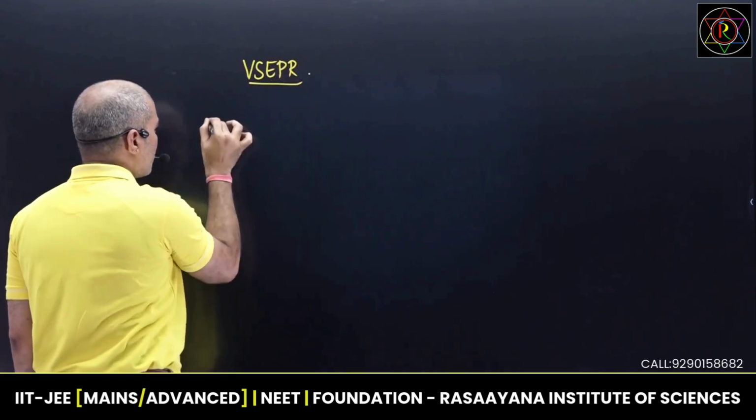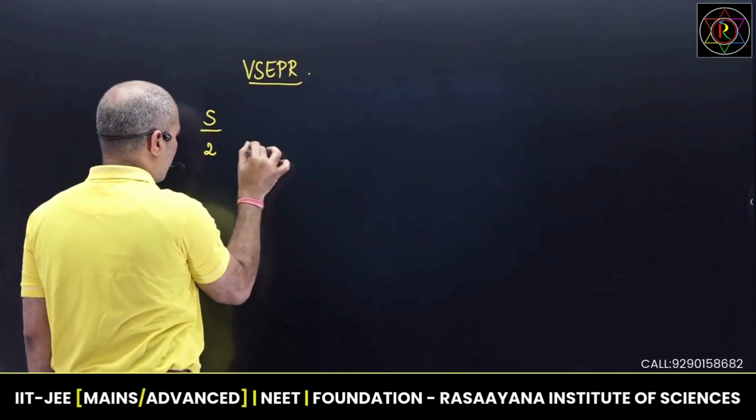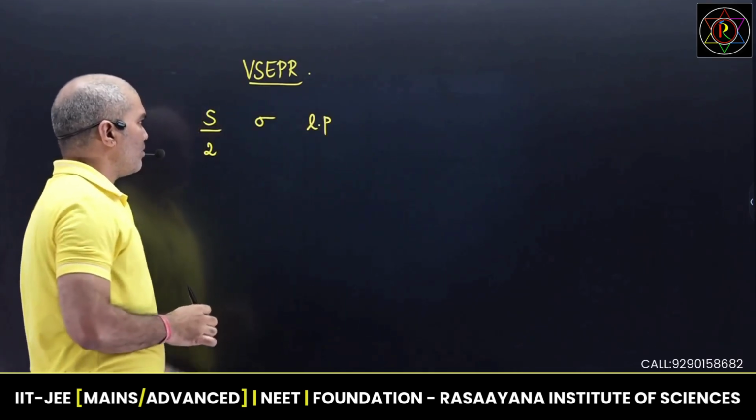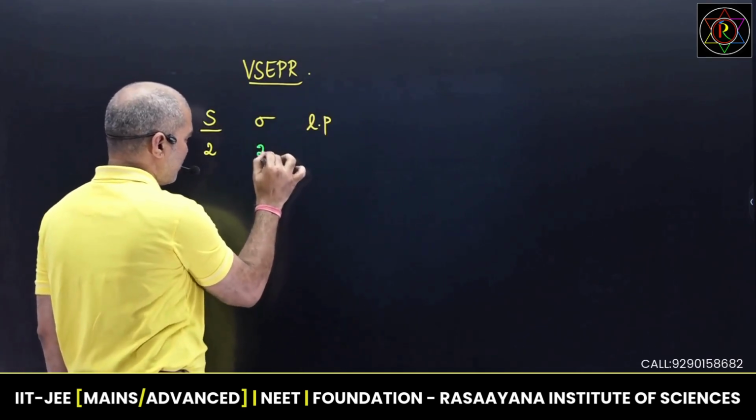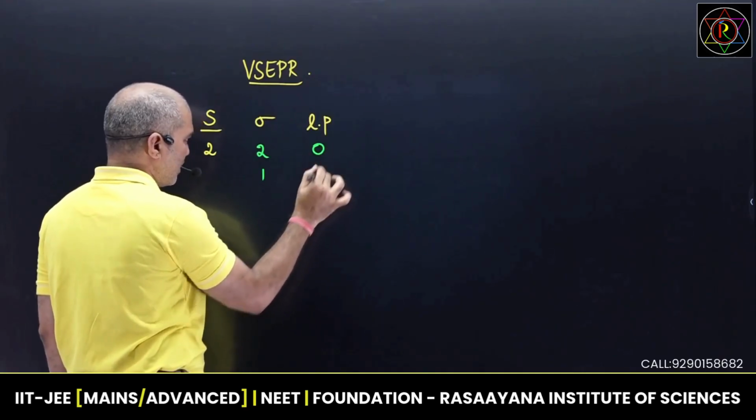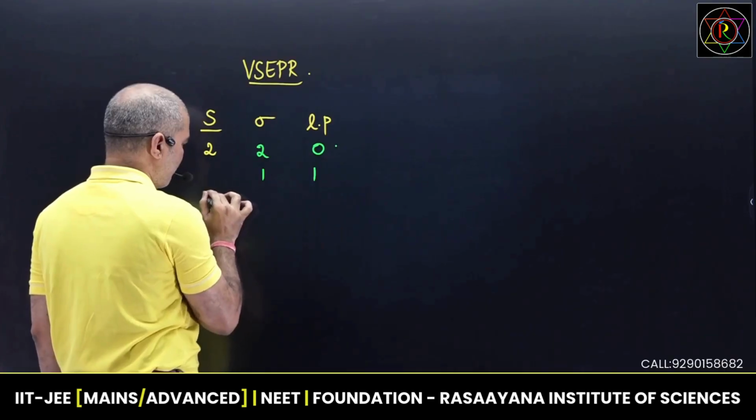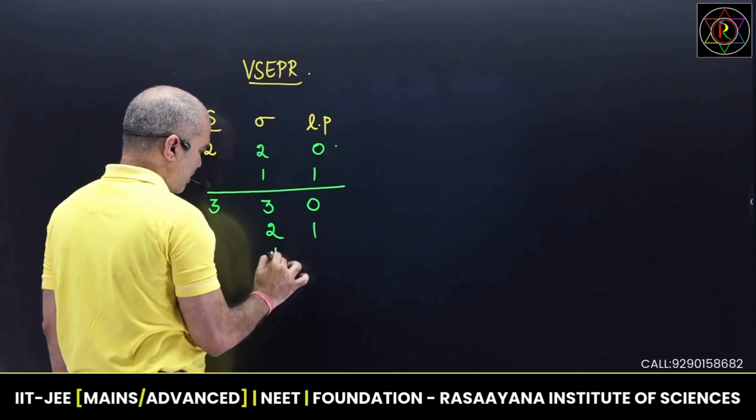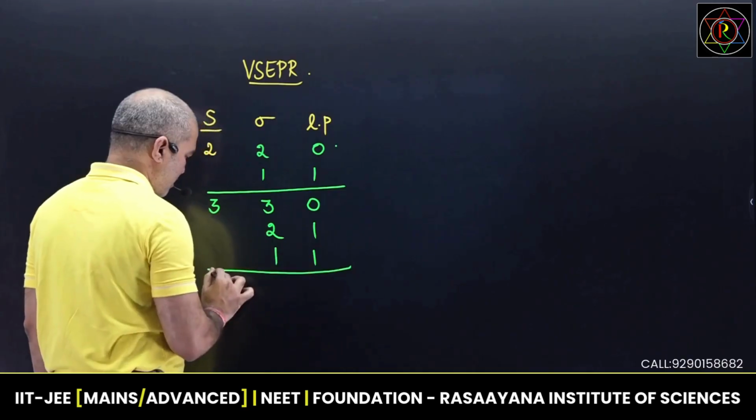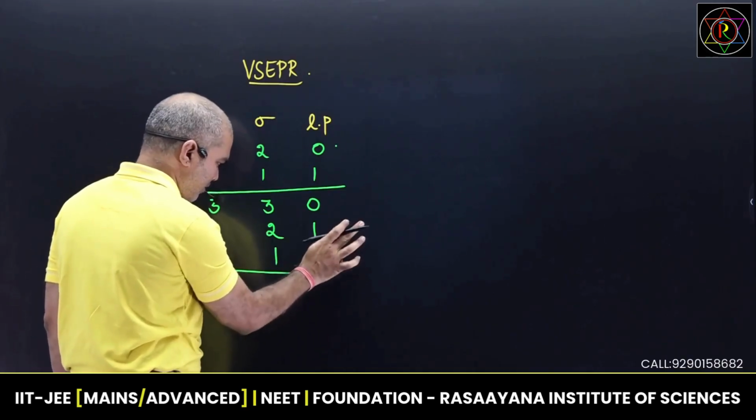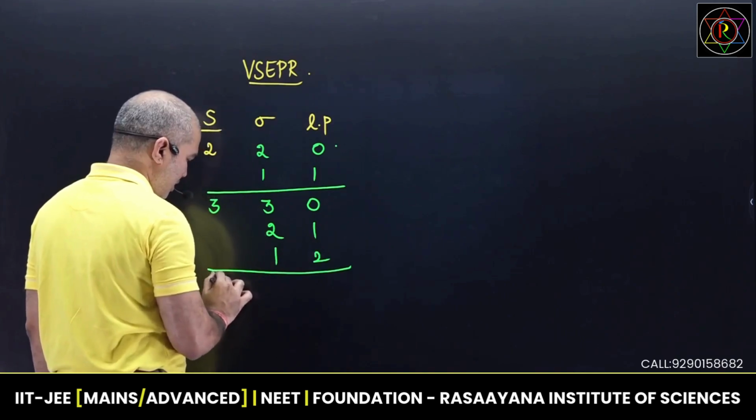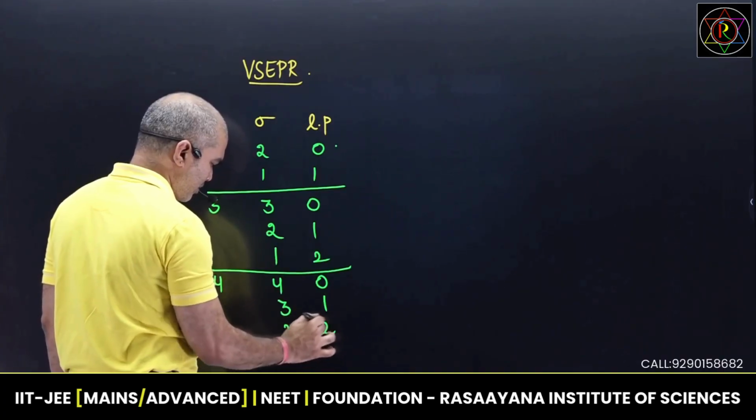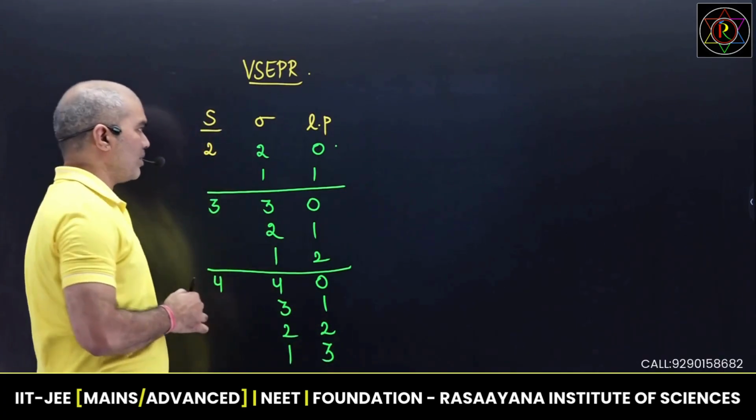quickly. Suppose I take steric number 2. For 2 we have sigma bonds as well as lone pairs. We are not going to consider any pi bonds. So for steric number 2 we have 2-0 combination and 1-1 combination. For steric number 3 we have 3-0 combination, 2-1 combination and 1-2 combination. For steric number 4 we have 4-0 combination, 3-1 combination, 2-2. We can also take 1-3.